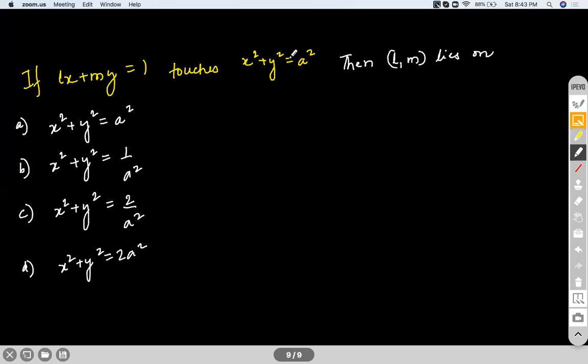So then they're asking, L comma M satisfies which of the following equations? So then it should be A then, right? No. Because the line is touching. L comma M lies on what? L, M are numbers. See, it's very simple. You just have to use the fact that the distance of this line from the center of the circle is the radius. Isn't it?